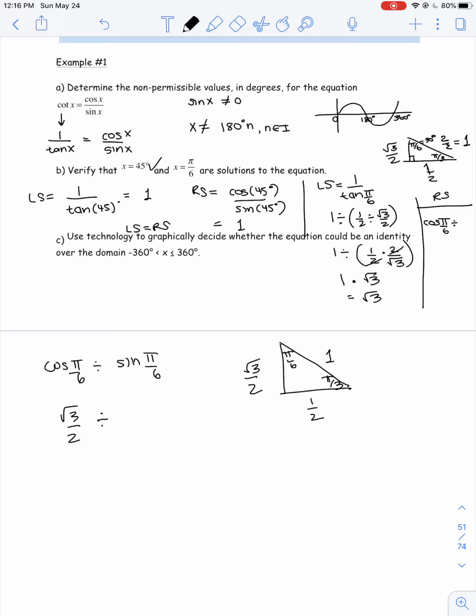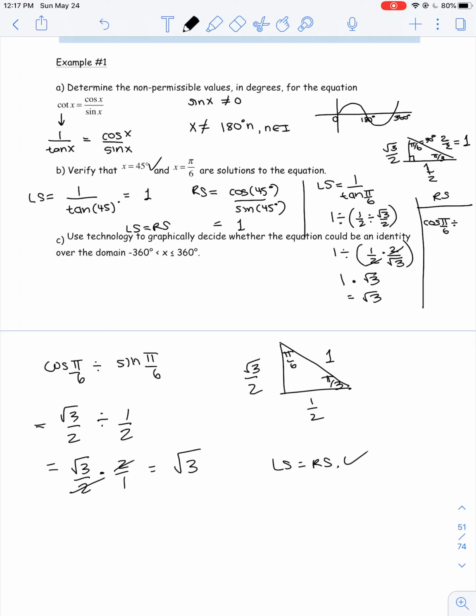Divided by sine pi over 6, which is opposite over hypotenuse. So that's just going to be 1/2. So when I actually solve this, we're going to have to do root 3 over 2 multiplied by 2 over 1. So those are going to cross each other off, leaving us with root 3 over 1, which is root 3. So I just found that left side equals right side. Okay, so I just confirmed that that does work.